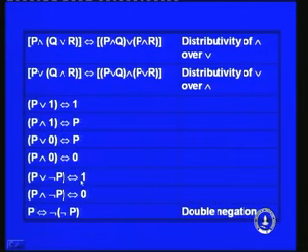P or not P is always 1, always true. This is called a tautology. This is what we have seen earlier. P and not P is called a contradiction or absurdity. It always takes the value 0. And you have double negation, saying P is equivalent to not of not P. So, if you use the negation operation twice, it is equivalent to the original statement.